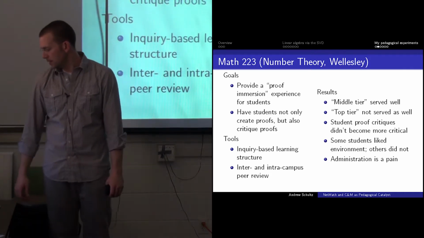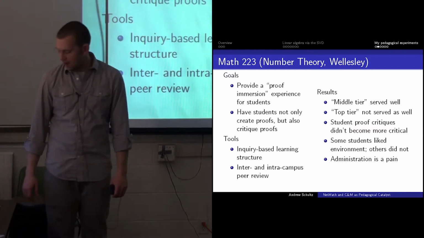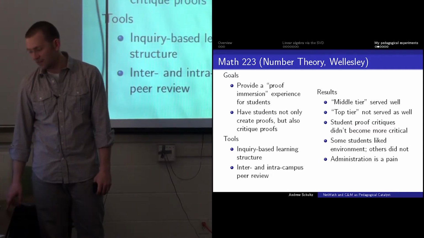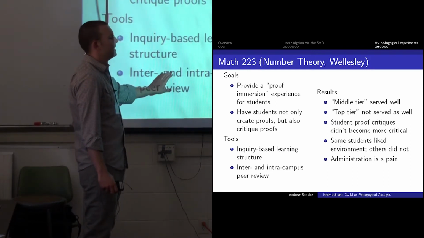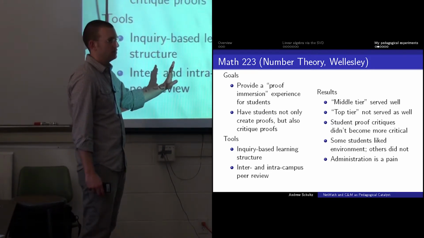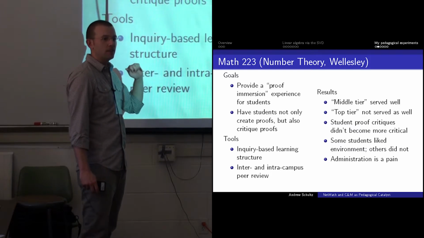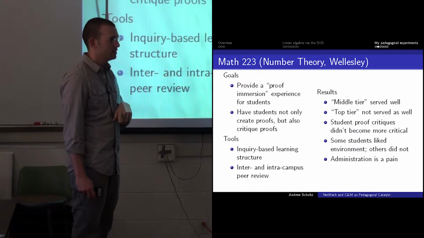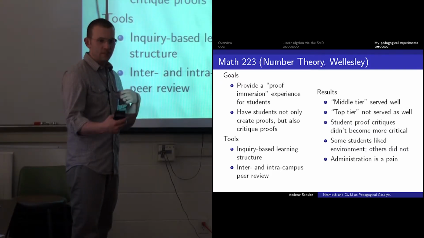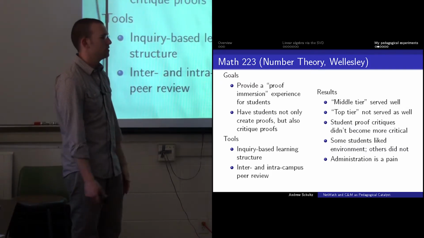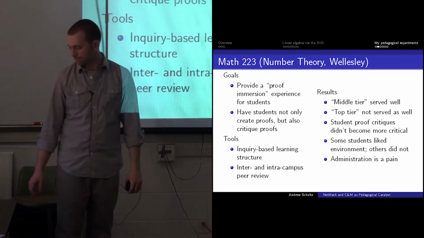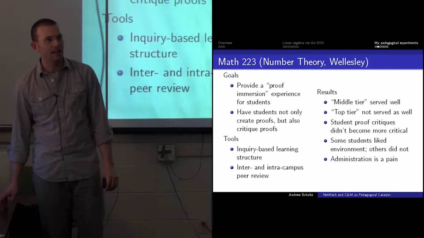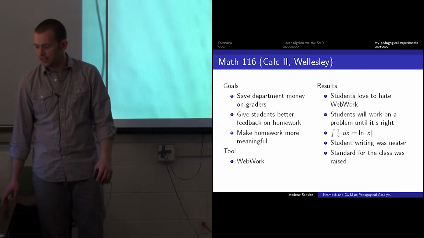But some students liked the IBL environment. Some students really did not like the IBL environment. And finally, this inter-campus peer review was an absolute pain in the butt to administer. Trying to come up with anonymous peer review for 25 of my students and 30 of my colleagues' students, making all of this blind, managing the PDF submissions, grading other people's critiques, it was a disaster. It took a really, really long time. Certainly for the payoff that I got, I think it was not worth it in the end. But an interesting idea.